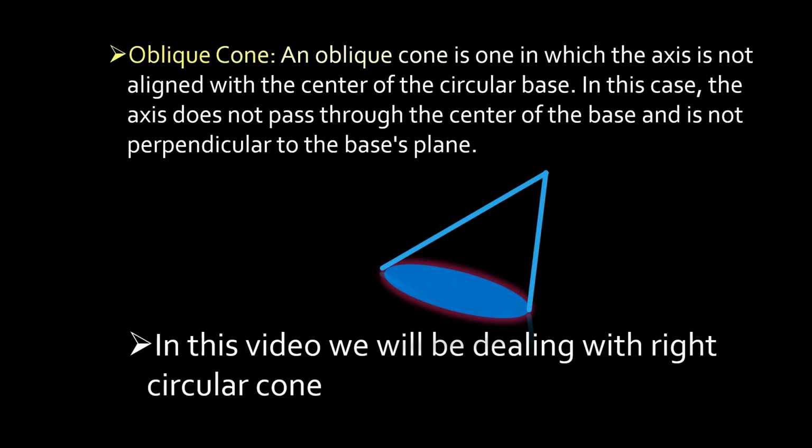Oblique cone. An oblique cone is one in which the axis is not aligned with the center of the circular base. In this case, the axis does not pass through the center of the base and is not perpendicular to the base's plane. In this video we will be dealing with right circular cone.